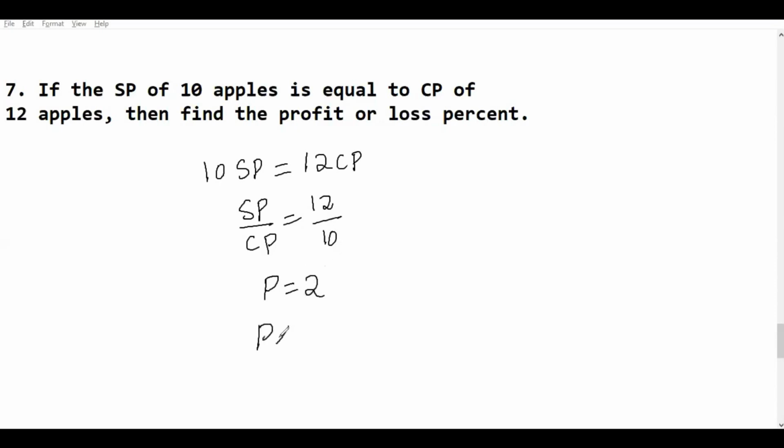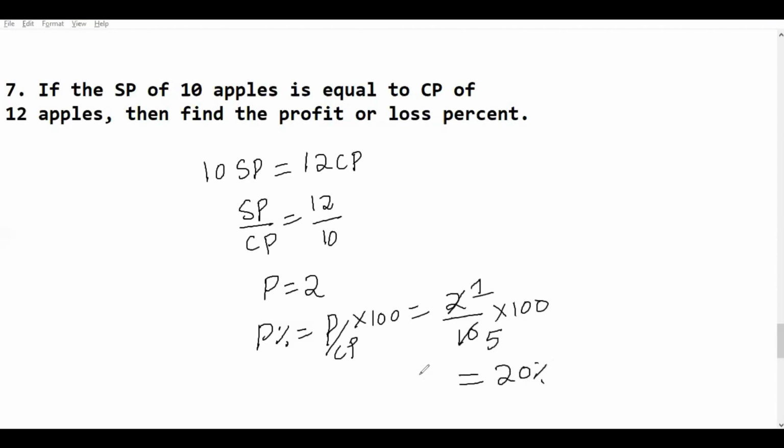What is the profit percentage? Profit by CP into 100. Profit is 2, CP is 10, into 100. So 1 by 5, which is 20%. So the profit percentage here is 20%. But this is a long way of solving.